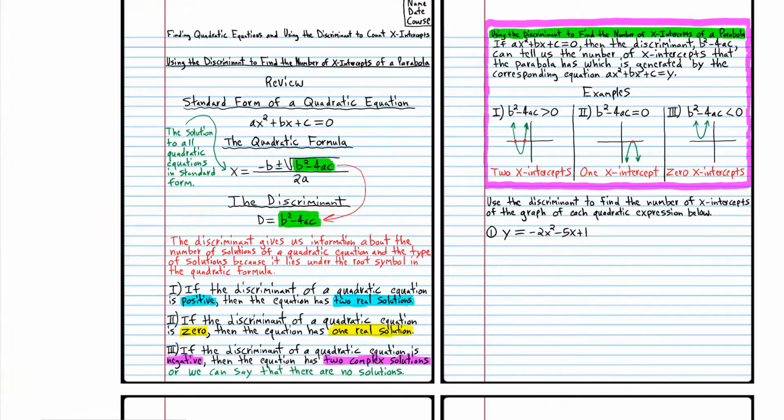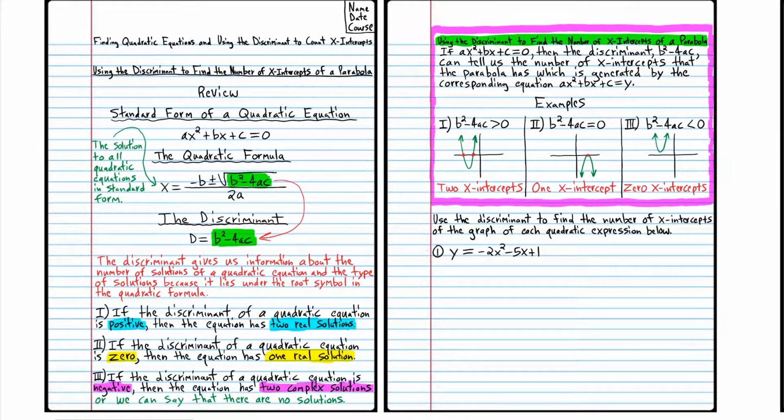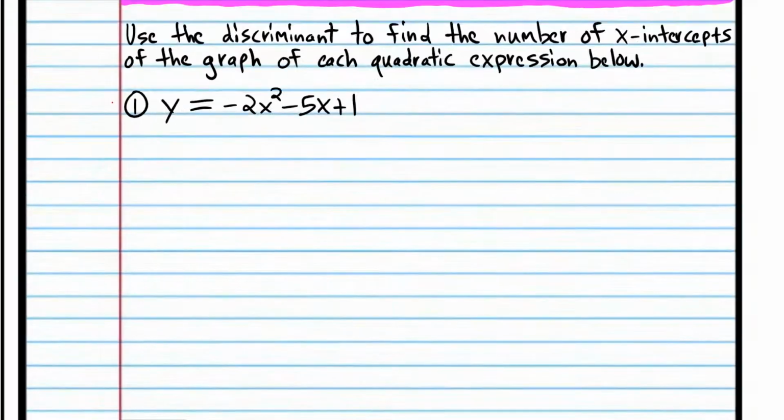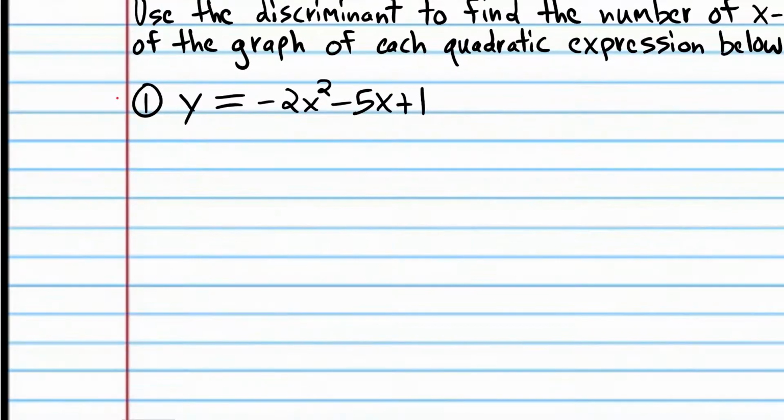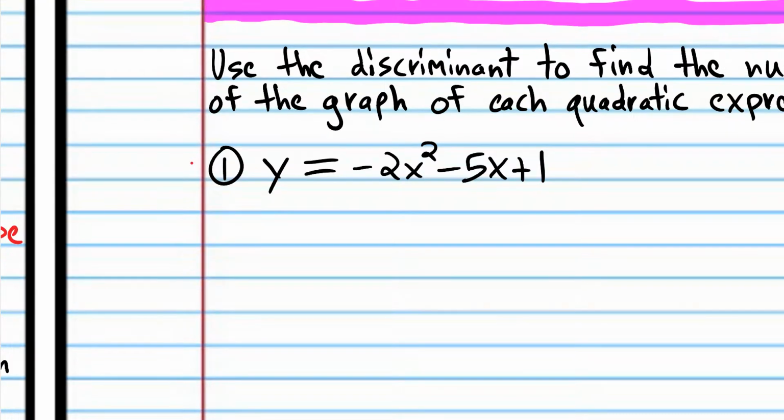So that was all review. If you want to take screenshots of that, you can go ahead and do that and simultaneously get the information to the right. But now we're going to use the discriminant to count the number of x-intercepts of a quadratic equation. And if you want to learn anything about the x-intercepts of a quadratic equation, you would let y equal 0. We learned that in previous classes.